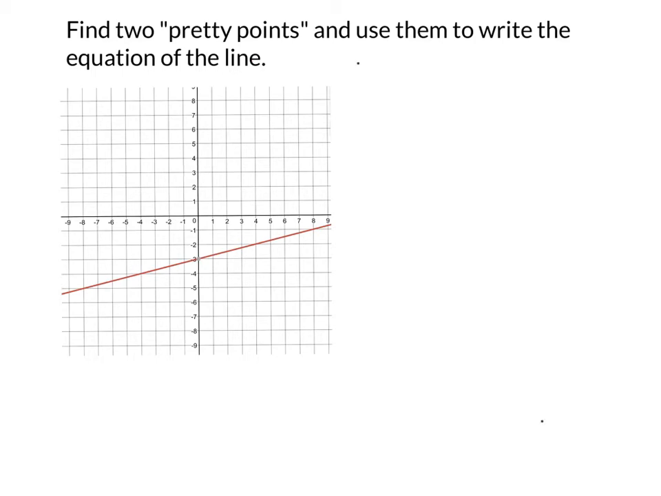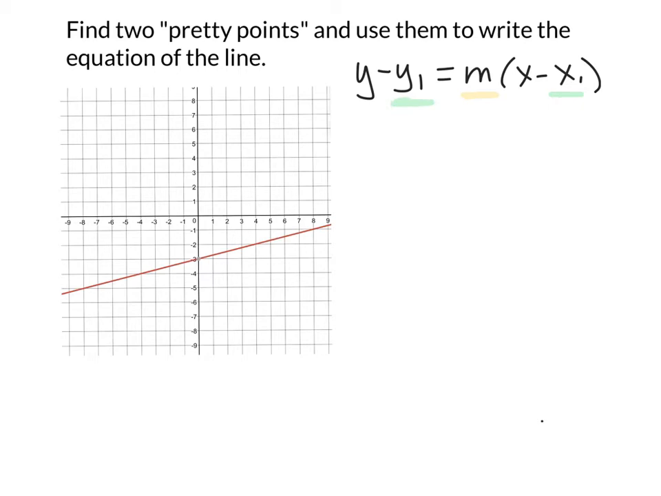The first one being point-slope form, which looks like this: y minus y sub 1 equals the slope times x minus x sub 1. So I need the slope m, and then we also need an x1 and a y1. So let's look at our graph and find a couple of points so we can do that.